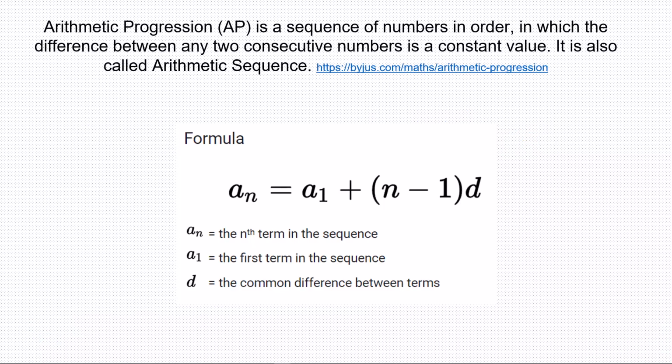Arithmetic progression is a sequence of numbers in order, in which the difference between any two consecutive numbers is a constant value. It is also called an arithmetic sequence. The formula for this is a sub n equals a sub 1 plus parentheses n minus 1 times d. A sub n represents the nth term in the sequence. A sub 1 represents the first term in the sequence. And d represents the common difference between any two terms.